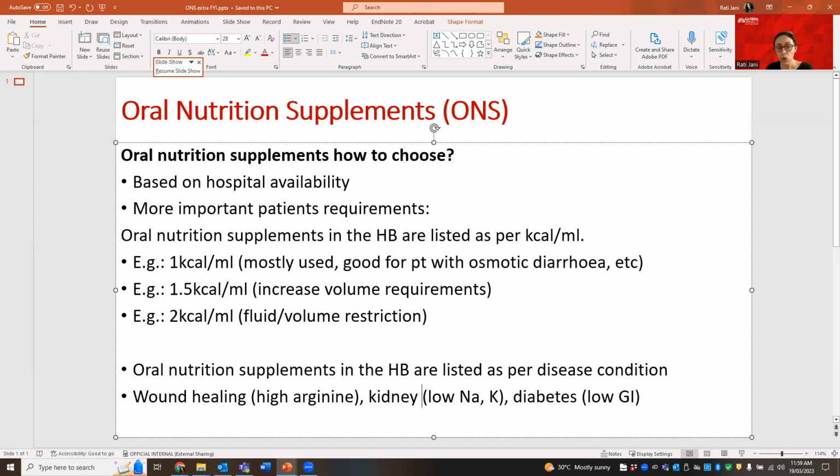But I hope this gives you a bit of an overview as to what are the basic parameters you may consider in deciding the use of oral nutrition supplement.